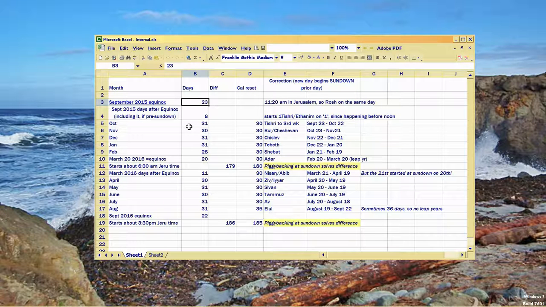Measurable event, measurable then in the ancient world, and measurable now with sticks. Even with sticks, you can tell. At noon. Well, it occurs at 11:20 a.m. because we can now calculate it mathematically. And I'm sure they could in the ancient world, too. We didn't invent math. Okay, so now the first day of the new year is that same day, the 23rd.